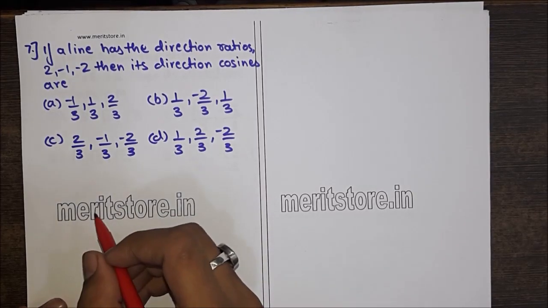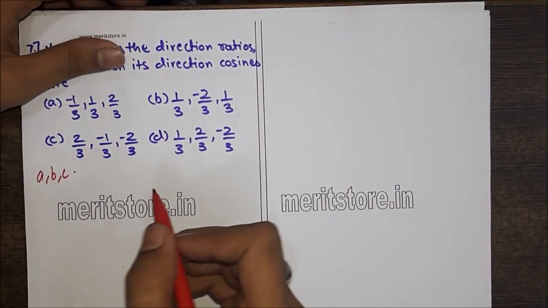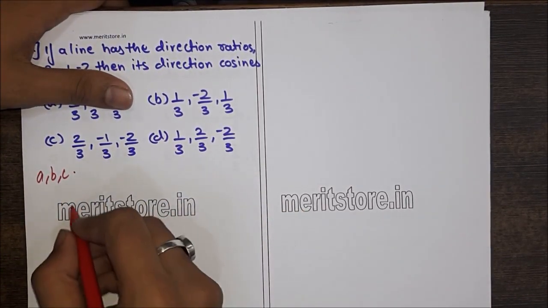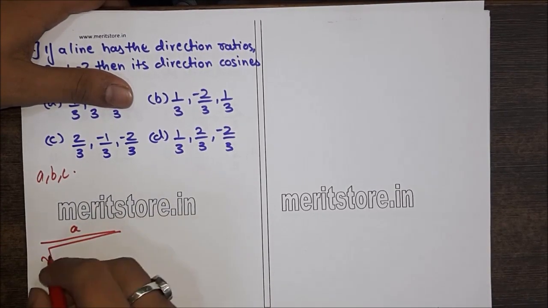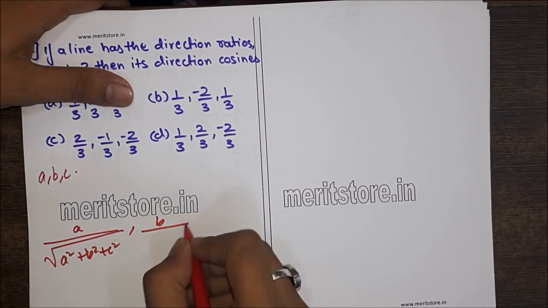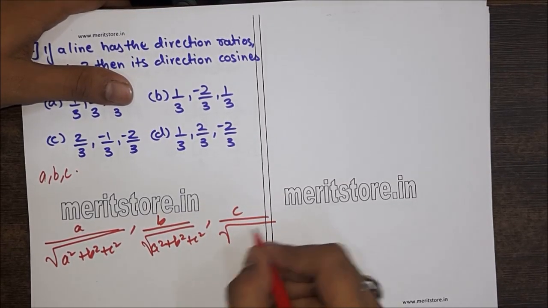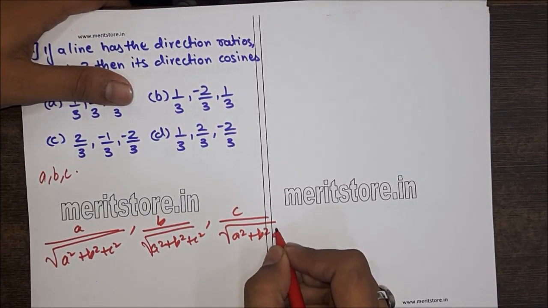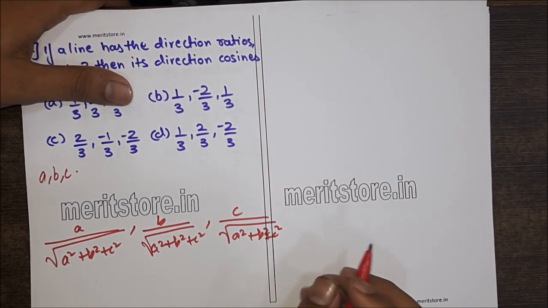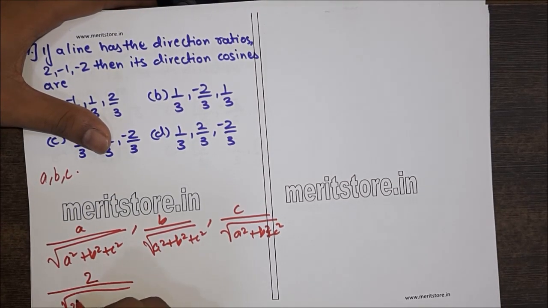Okay, so let a, b, c be the direction ratios of the line. Therefore, the direction cosines would be given as follows: a by root of a square plus b square plus c square, similarly b by root of a square plus b square plus c square, and c by root of a square plus b square plus c square. So the direction cosines would be 2 by root of 2 square plus minus 1 square plus minus 2 square.